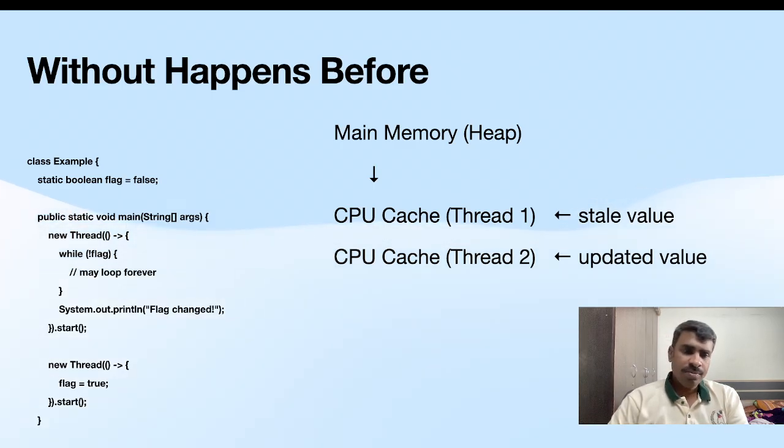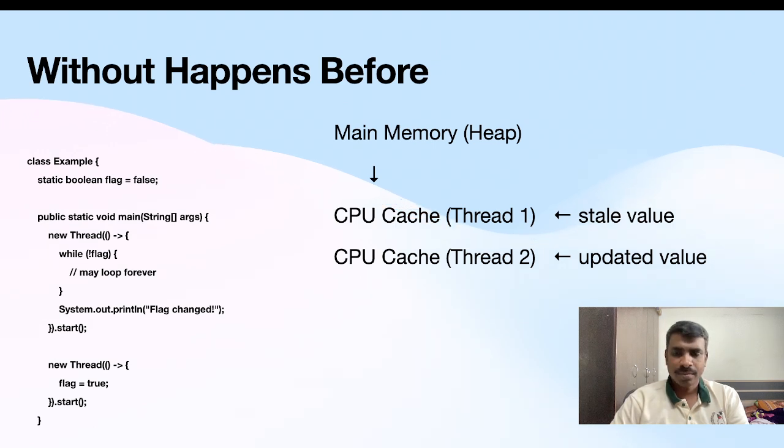In this example, the second thread is making the flag equal to true. But the first thread will never get to know that flag is equal to true. It will always get the value of flag as false. So this is the scenario if you are not using happens before in a multi-threaded application.